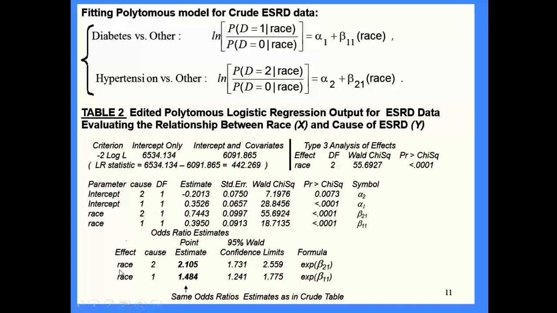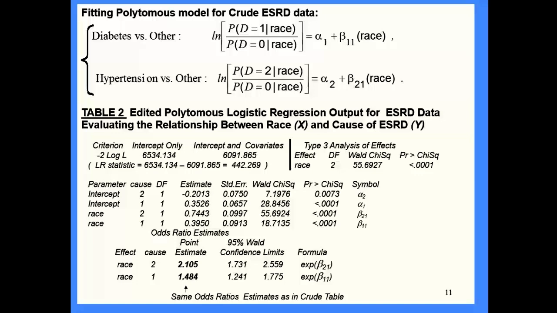It's usually the one for the higher category, the category that has the highest number. In this case, it's hypertension. So 2.105. But that's the analysis. Now, what about the test? Is race significant in this model?